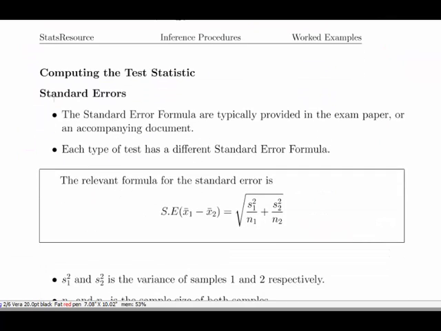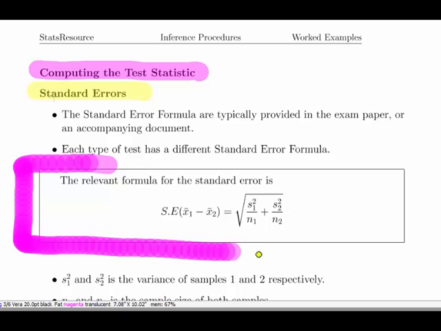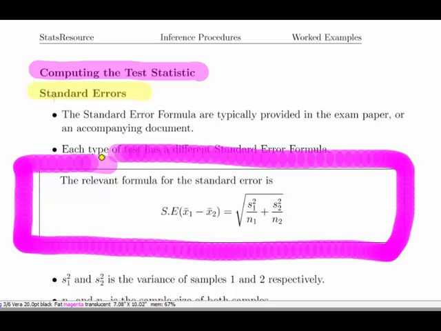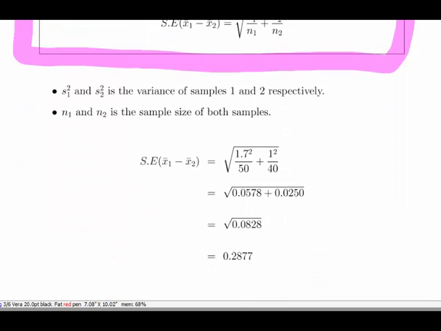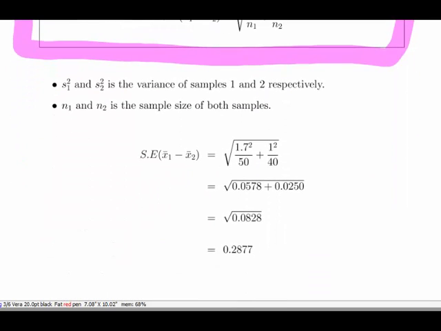Now, this is the main part of the procedure in terms of number crunching. This is calculating the test statistic. And the first part of that is calculating the standard error. So what we're going to do is use this formula here. Now this is based on the sample variances and the sample sizes. We're told the sample standard deviation, so what we have to do there is just square them. 1.7 squared over 50 plus 1 squared over 40.